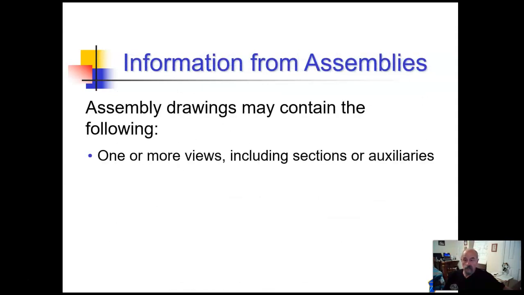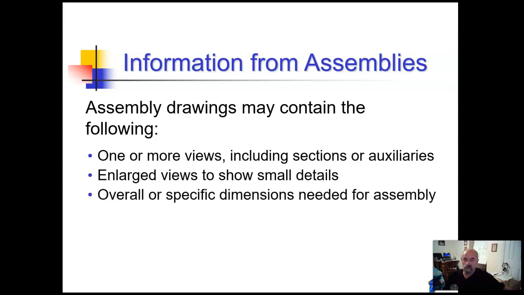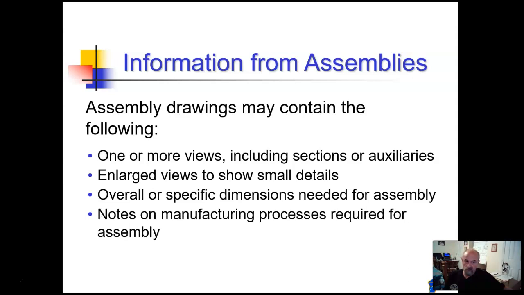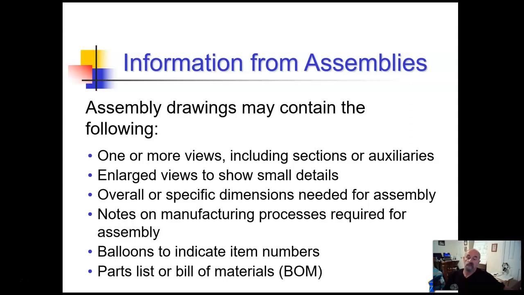Assembly drawings may contain the following: one or more views, including sections or auxiliaries, enlarged views to show small details, overall or specific dimensions needed for assembly, any notes on the manufacturing process that are required for assembly, balloons to indicate item numbers so you can identify which one they are on the parts list, and a parts list or bill of materials, a BOM.